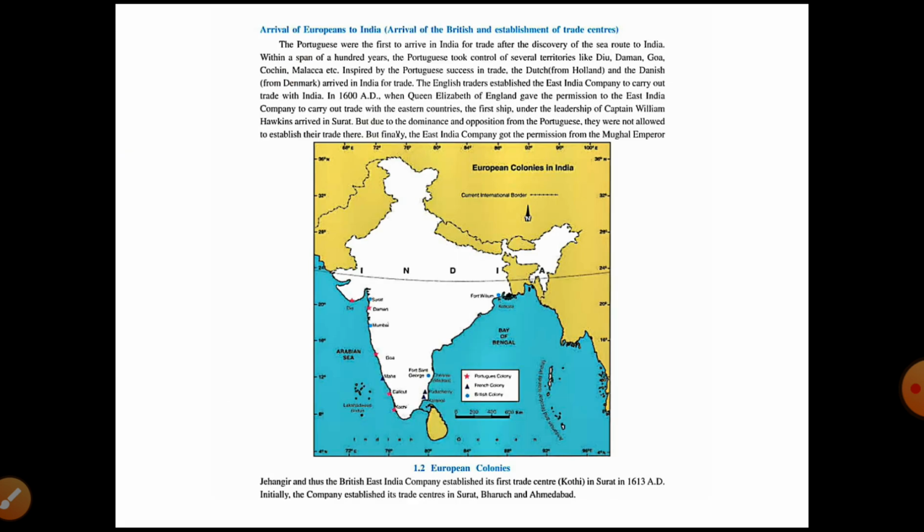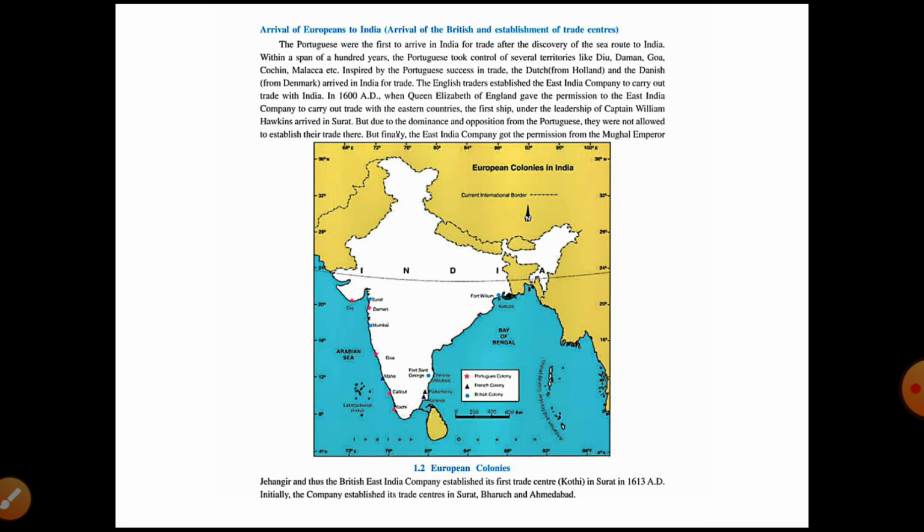Next, arrival of Europeans to India, arrival of the British and establishment of trade centers. The Portuguese were the first to arrive in India for trade after the discovery of the sea route. At the beginning, Portuguese were the first people who came to India through the sea route. Within a span of 100 years, the Portuguese took control of several territories like Diu, Daman, Goa, Cochin, Malacca, etc.